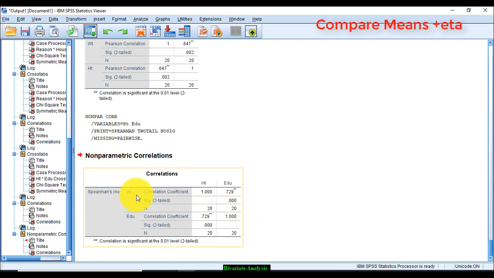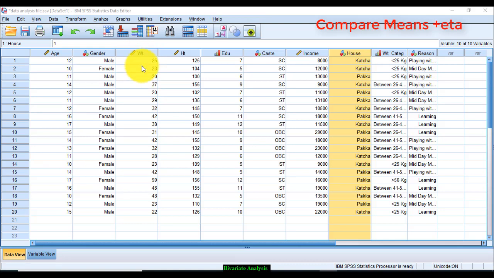As you can see that height and education is strongly positively correlated with 0.729 correlation coefficient, and it is statistically significant at 1% level of significance. This strong positive correlation indicates that as the education level is increasing, the height is also increasing because the correlation coefficient is positive.